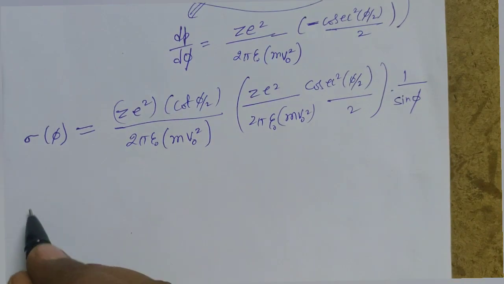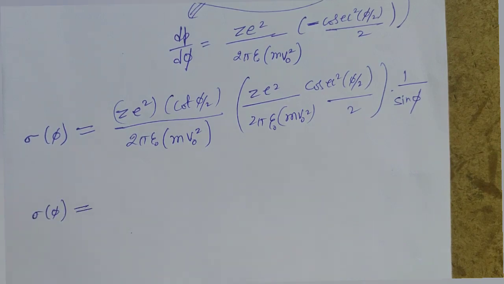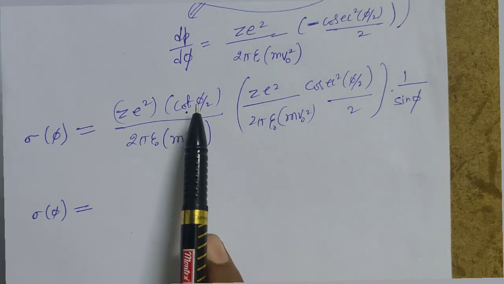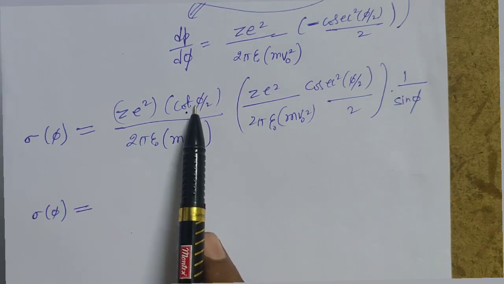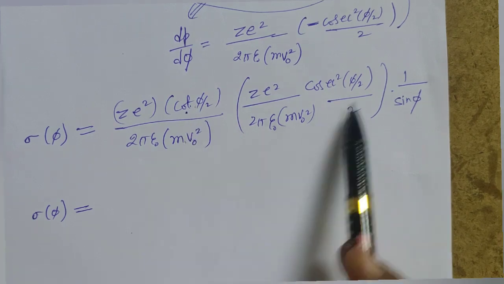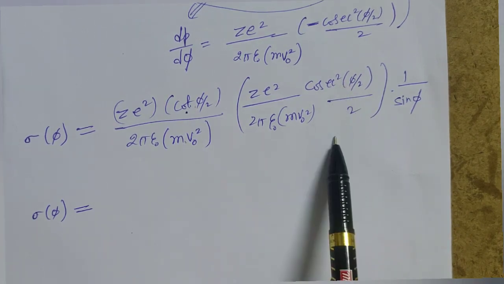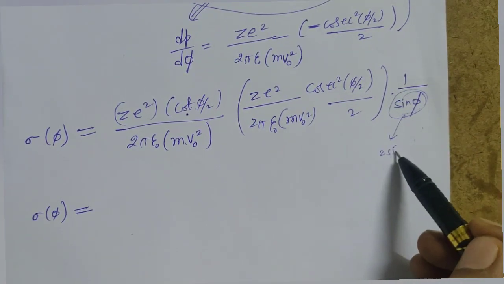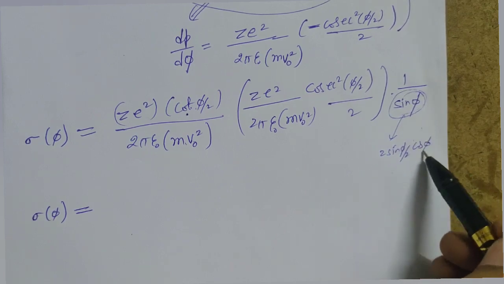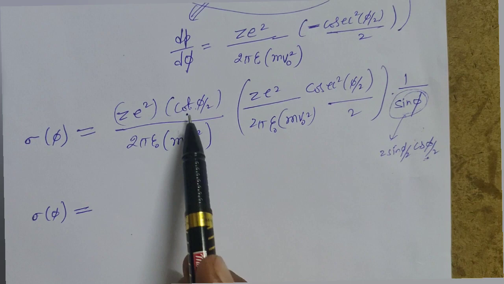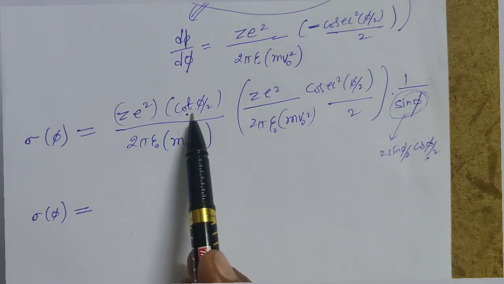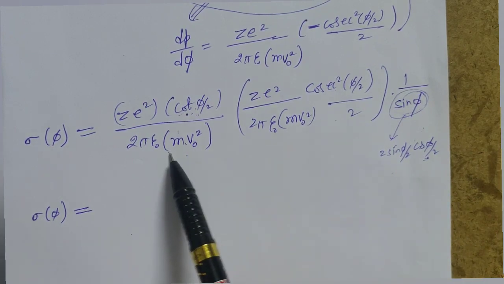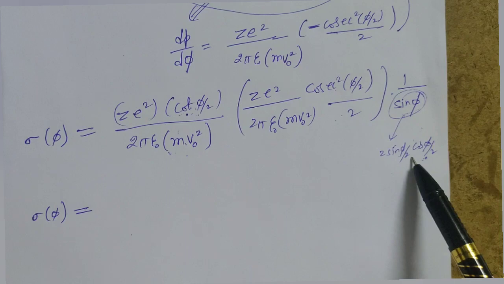So sigma of phi will be equal to, if I rewrite, cot phi by 2, that means cos by sin, and cosec square, that is 1 by sin square. Now this sin phi can be written as 2 sin phi by 2 cos phi by 2, the half angle. So one cos phi by 2 cancels with the other cos phi by 2, that means only 1 by sin phi by 2 remains, so 1 by sin square phi by 2 and this one, total sin power 4 phi by 2.